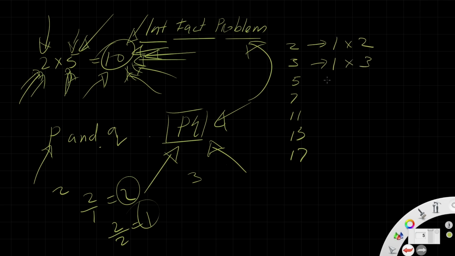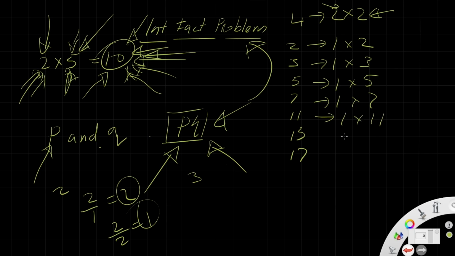How about 4? Why is 4 not a prime number? Because we can write 4 as 2 times 2, which are prime numbers. We can write non-prime numbers as multiples of other prime numbers. 5 again, 1 and 5. 7, 1 and 7. Why is 8 not a prime number, or 6? Because we can write 6 as 3 times 2, and 8 as 2 times 4 or 2 times 2 times 2. Like that, 11, 13 and 17.